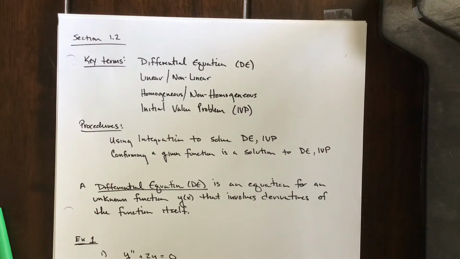So we're going to start in section 1.2 and we're going to look at some key terms that pertain to differential equations. The first one is differential equation. We'll define that. It's abbreviated DE. Then we'll talk about linear and nonlinear differential equations, homogeneous and non-homogeneous, and what an initial value problem is.